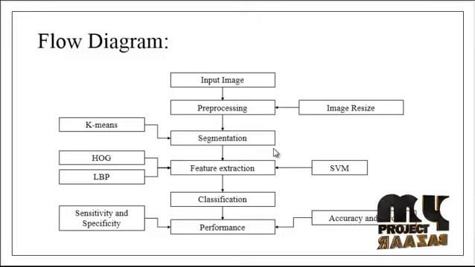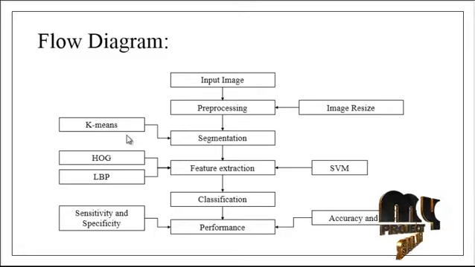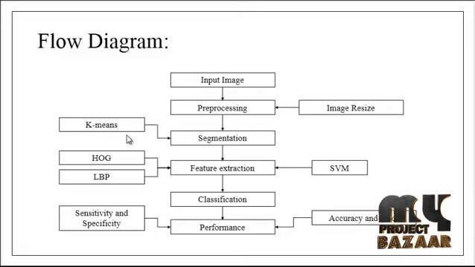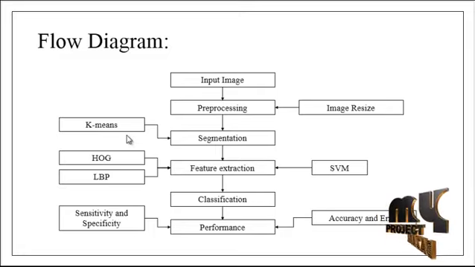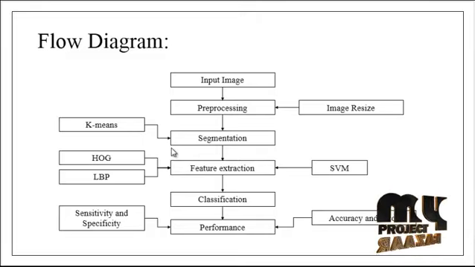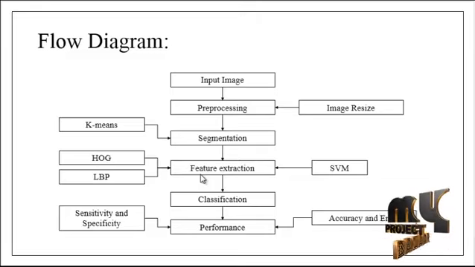In this segmentation step, we apply the k-means clustering algorithm to segregate the affected portion from the background regions. Once k-means is applied, the affected portions will be extracted separately. After the segmentation, we move to the fourth stage of the project, the feature extraction.